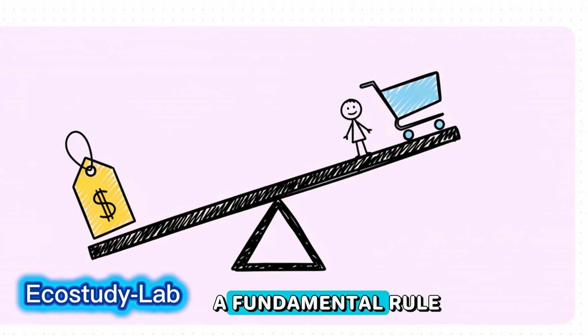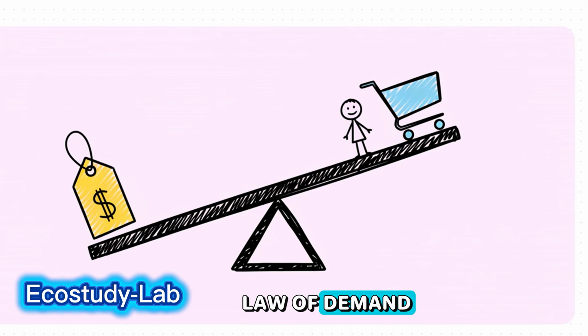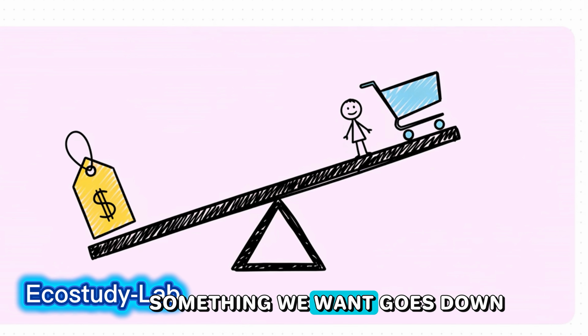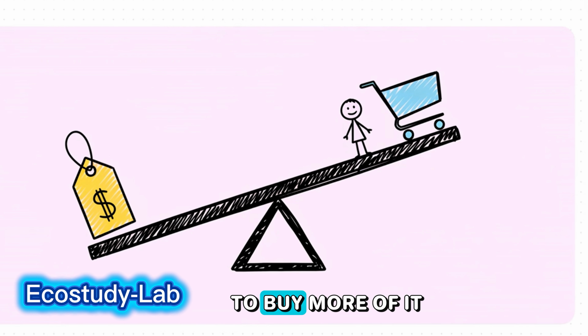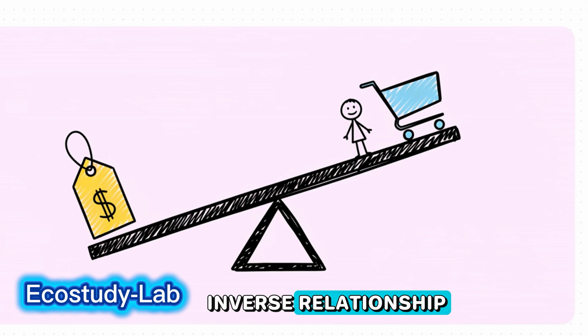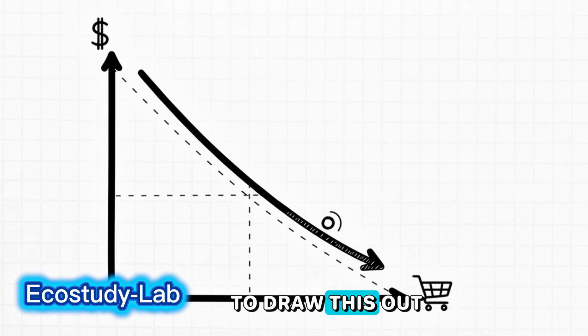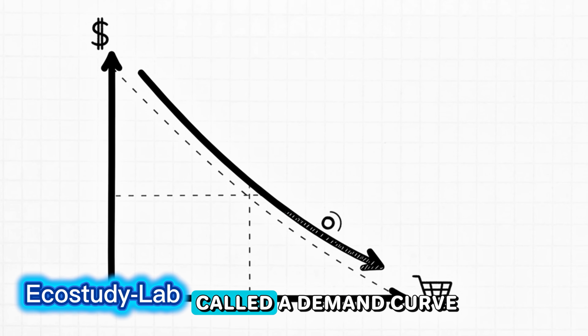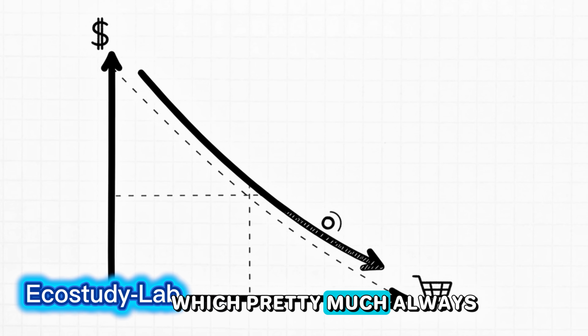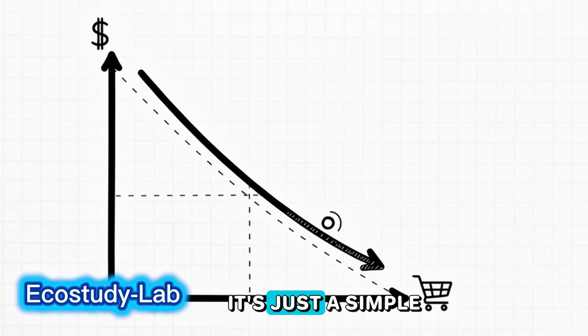This leads to a fundamental rule. They call it the law of demand, but honestly, it's something we all know deep down. When the price of something we want goes down, we're way more likely to buy more of it. But when that price shoots up, we buy less, or maybe we don't buy it at all. It's just that simple inverse relationship. And if you were to draw this out on a graph, it would create what's called a demand curve, which pretty much always slopes downward. It's just a simple way of showing that as the price on the side drops, the amount people are willing to buy along the bottom goes up.